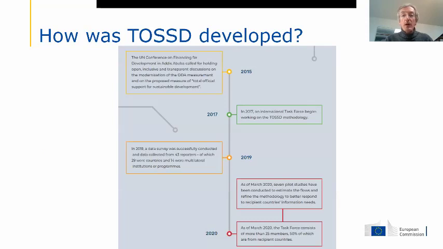Next slide. How was TOSSD developed? The idea first emerged in the so-called Addis Ababa Action Agenda in 2015, the same year as the SDGs were adopted. This action agenda was also adopted on the means of implementation of the SDGs. And among the various other measures of the Addis agenda, there's the proposal for creating the measure Total Official Support for Sustainable Development.